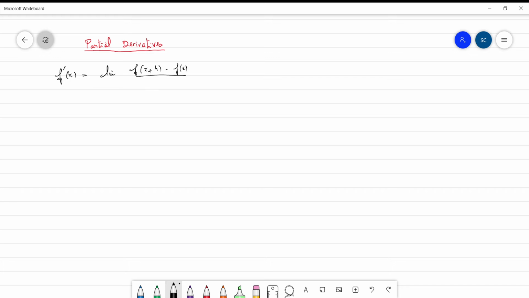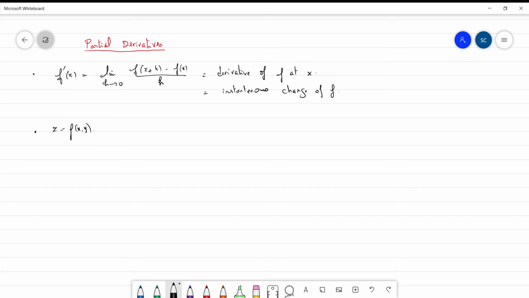So here it is, divided by h, as h approaches 0. So this was the derivative of f at x. It expresses how fast f is changing when x is changing. So it's an instantaneous change of f. Okay, so for now, if I have a function f of x, y, two variables, I would like to measure something like that.